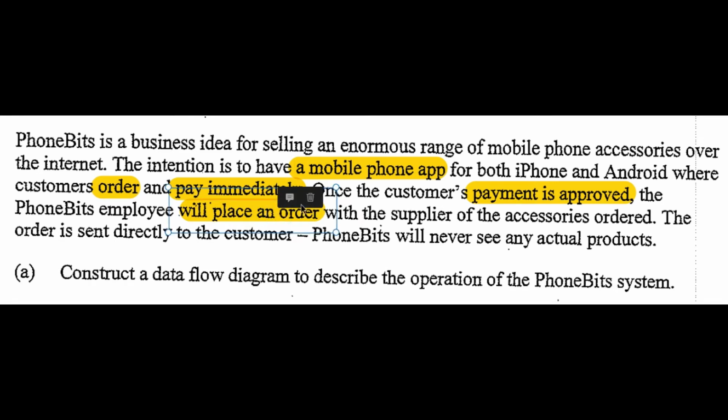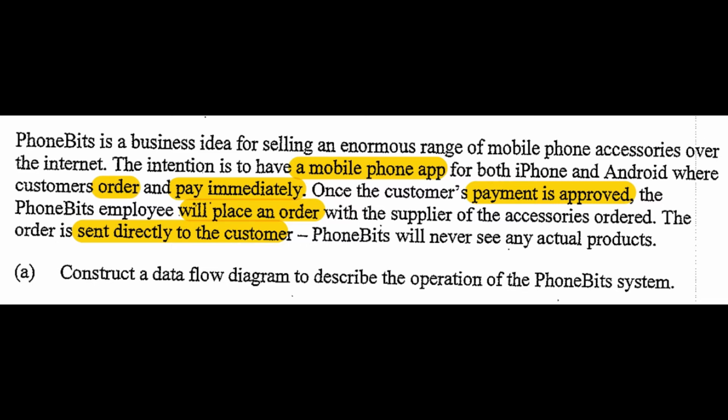Now I'm going to tweak that one a little bit. That one needs to be tweaked a little bit more later on. With the supplier of accessories ordered, the order is sent directly to the customer. So this whole scenario, I'll be honest, is actually a little bit more complicated because it has two systems. It has a phone app and another system that has customers and the other things.